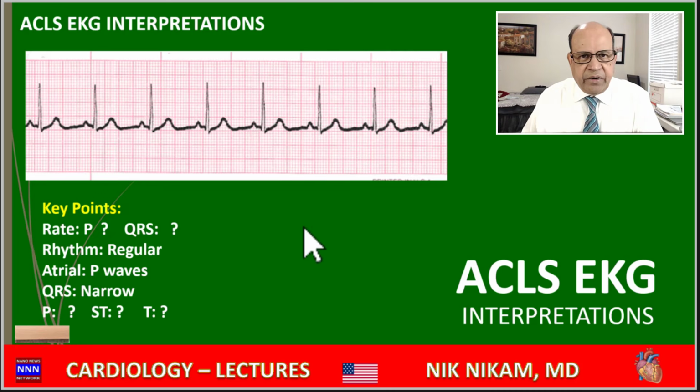Now, take a moment, come up with your interpretation based on all the factors that I talked to you about, looking at the PP intervals and the cycles, looking at the RR intervals and looking at the rate. First, look at the ventricular rate, then look at the atrial rate, look at the relationship between the P and the QRS complexes, look at the STT waves, and then come up with your diagnosis.